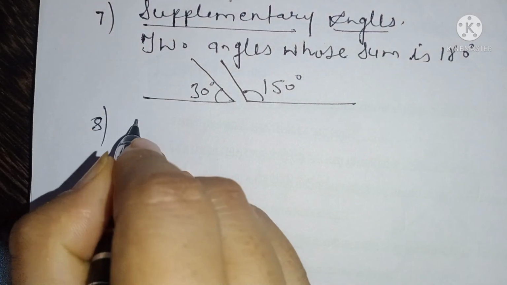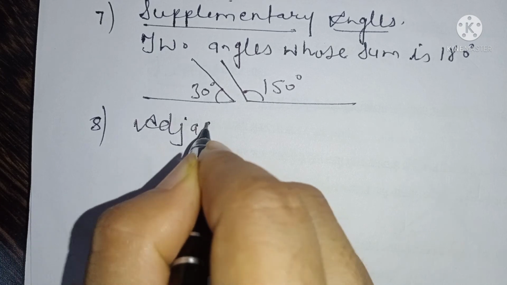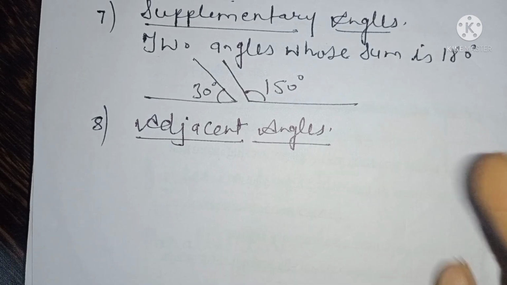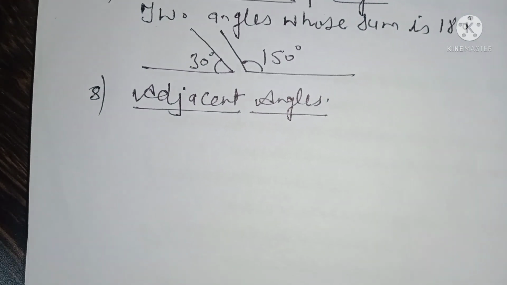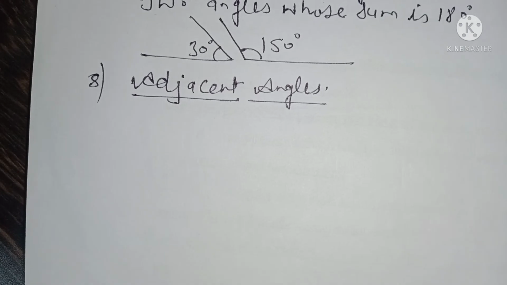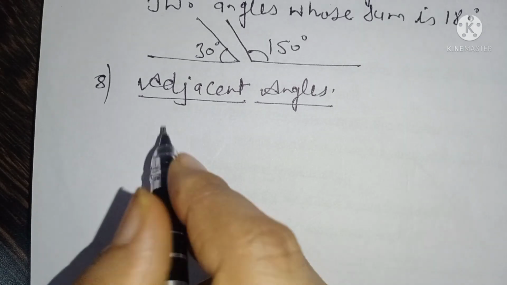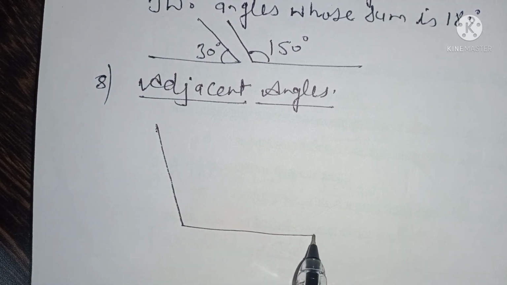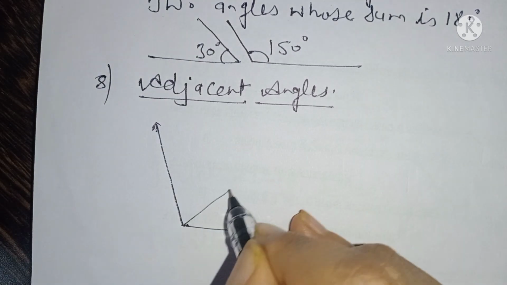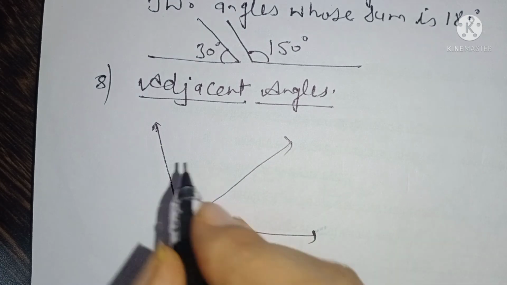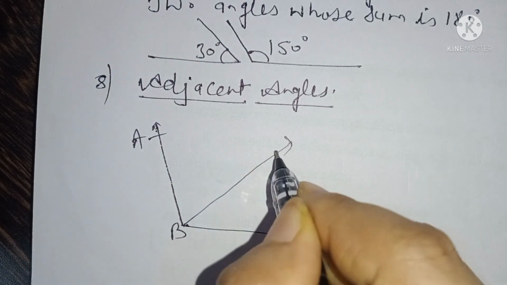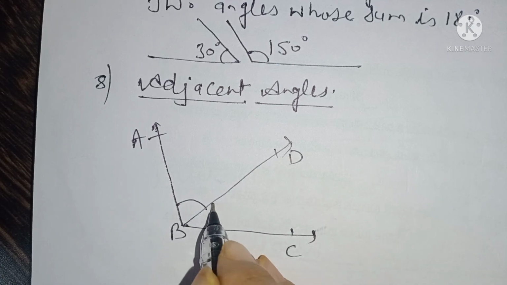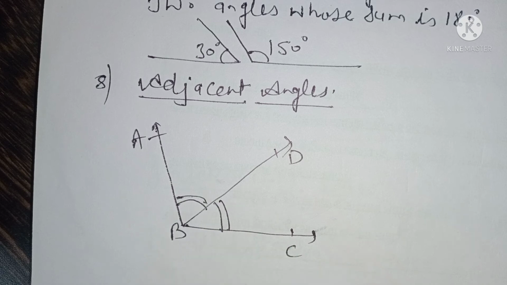Now the next type of angle is adjacent angles. Adjacent angles you learned in lower classes, like in 7th standard. So let's recall adjacent angles. As the name indicates, adjacent means two angles joined side by side. Suppose this is angle ABD, my one angle, and the other angle is BDC, the second angle. These two angles are known as adjacent angles.